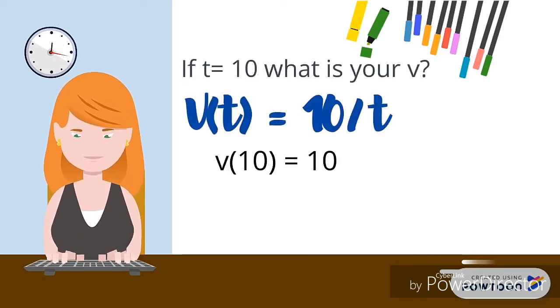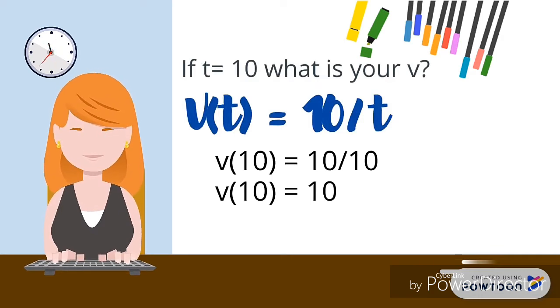If t is equal to 10, what is your v? V of t is equal to 10 divided by t. V of 10 is equal to 10 divided by 10. V of 10 is equal to 1.